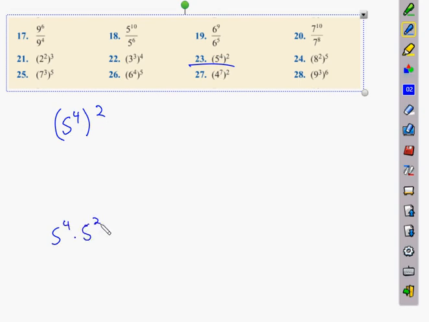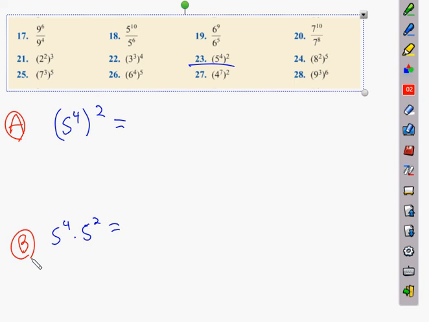Does anybody know the answer to either A or B? Either one? 4 plus 2. Okay. Nearly. That's the answer for B.